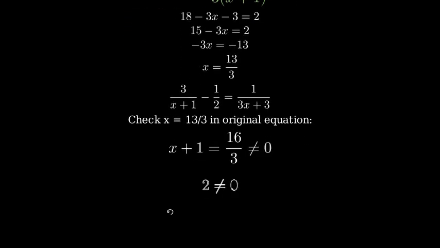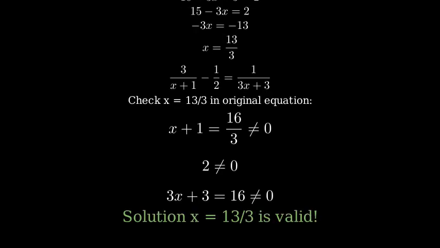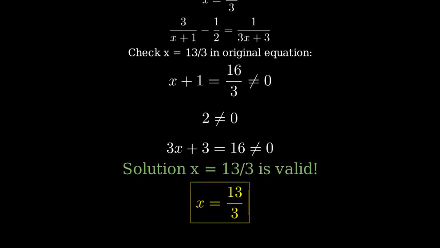When x equals 13/3, x plus 1 equals 16/3, and 3x plus 3 equals 13 plus 3, or 16. None of these create 0 in any denominator, so our solution is valid. Therefore, the solution to our rational equation is x equals 13/3.